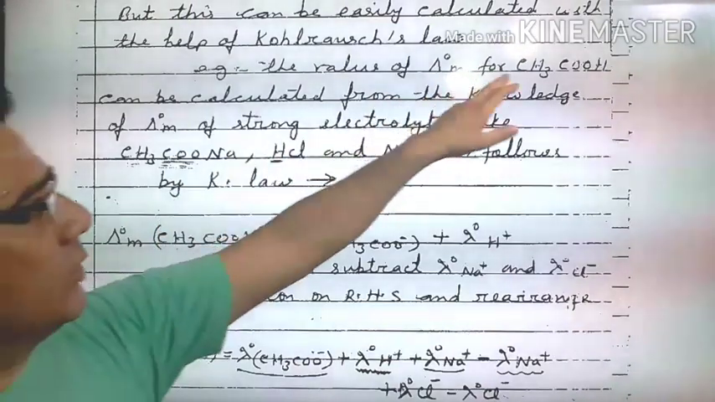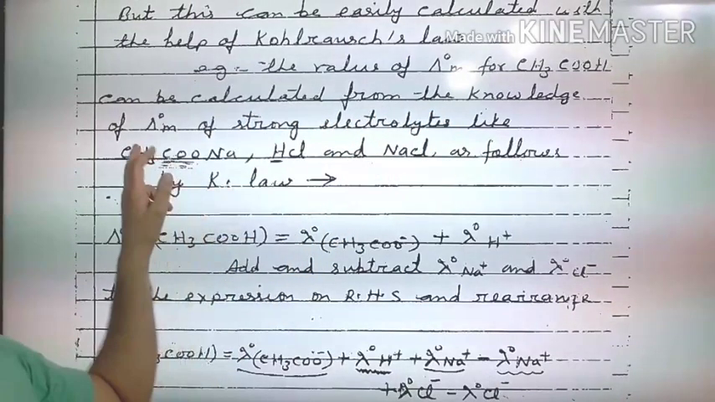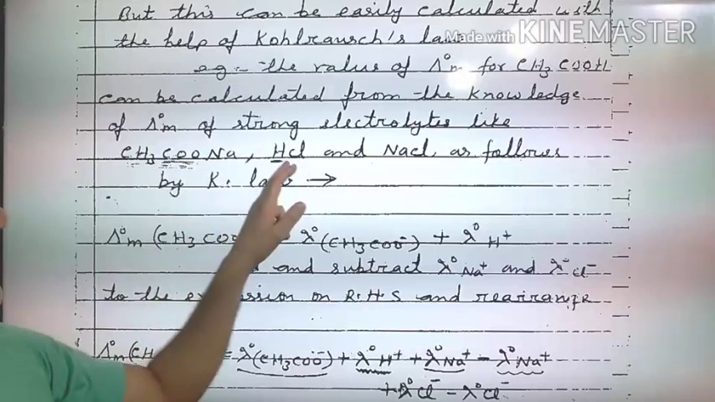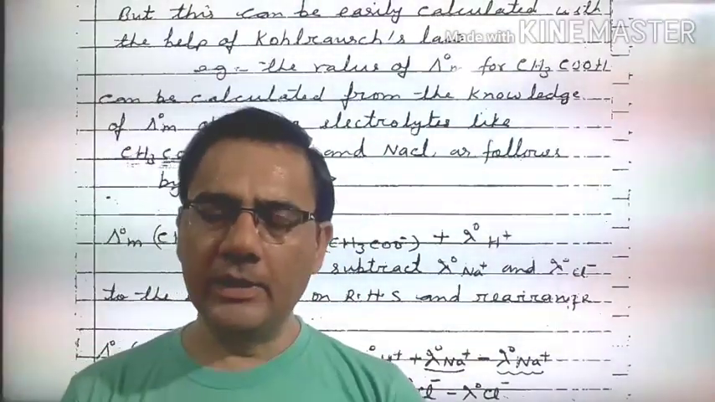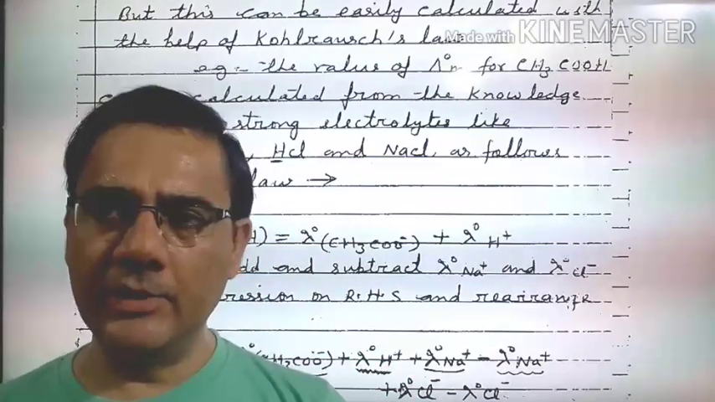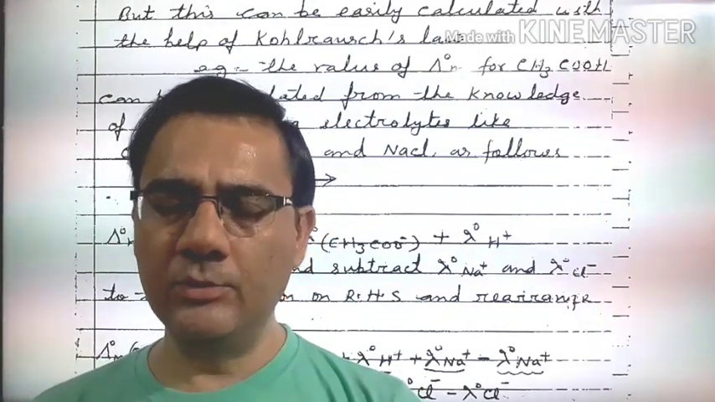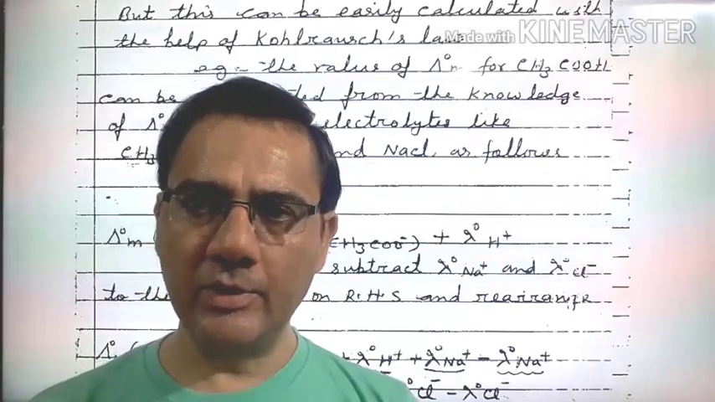The value of the limiting molar conductivity for acetic acid can be calculated from the knowledge of limiting molar conductivity of strong electrolytes like this and this, as follows. How do we calculate that? One more example is given in your NCERT. First I show you the example, and then I will explain how to calculate the limiting molar conductivity of a solution containing weak electrolyte.